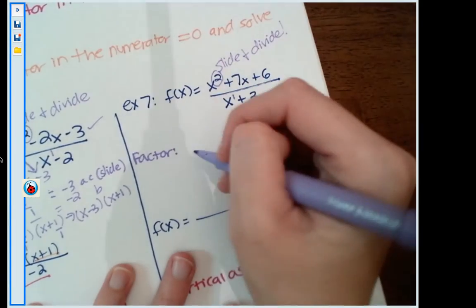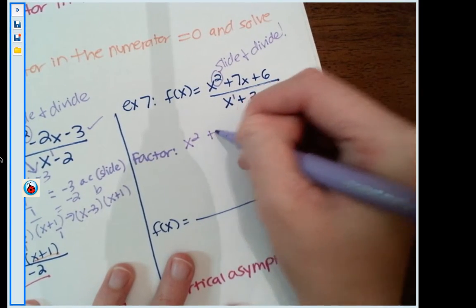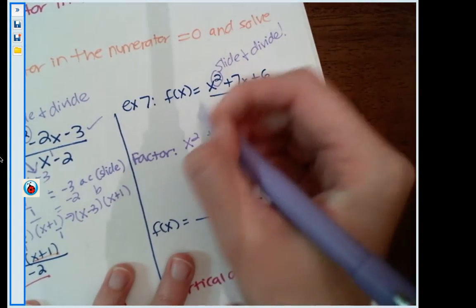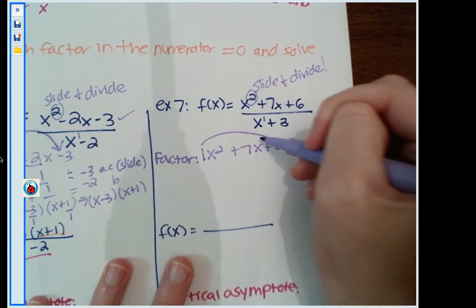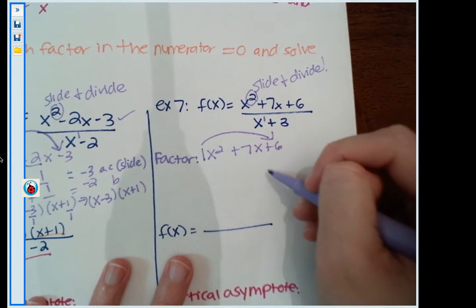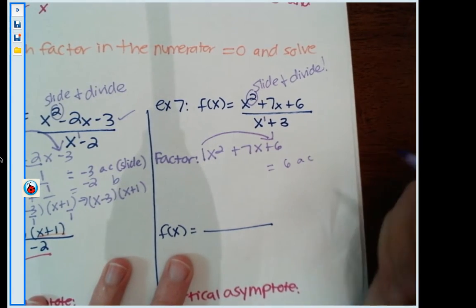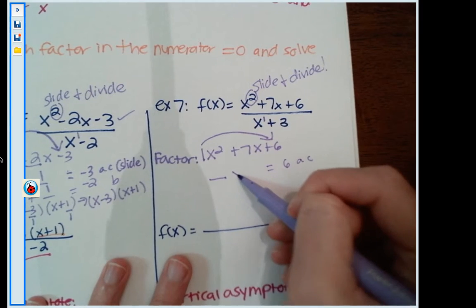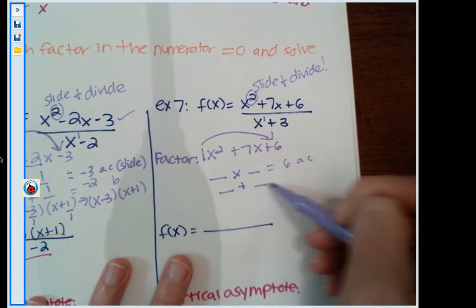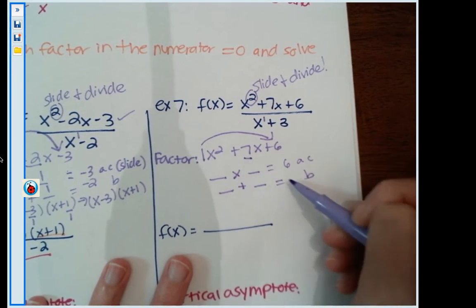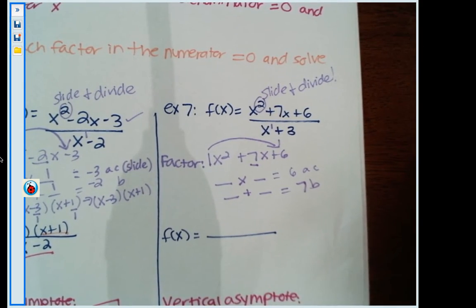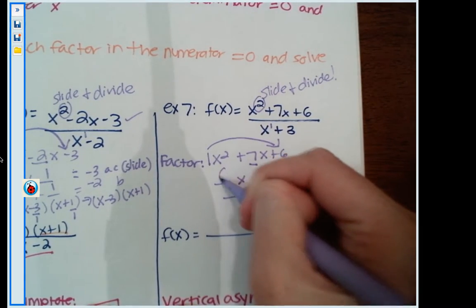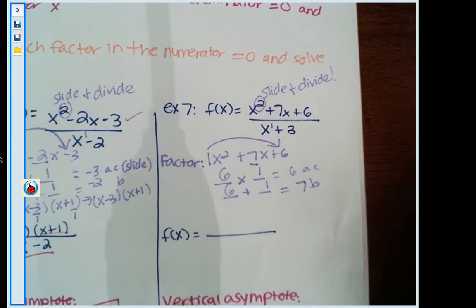Okay, so let's get started. Got our x squared plus 7x plus 6. Alright, there's secretly a 1 in front. So we slide our a to our c. 1 times 6 gives me 6. So we want to find two numbers that multiply to be 6 and add to be our b value, which is the 7. So, two numbers that multiply to be 6 and add to be 7. Holy hot dog, you guys are so smart. It is 6 and 1.